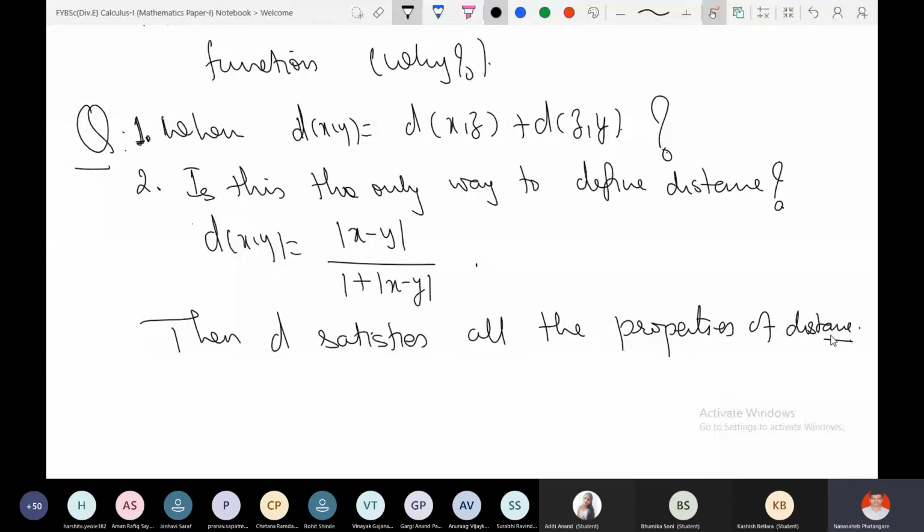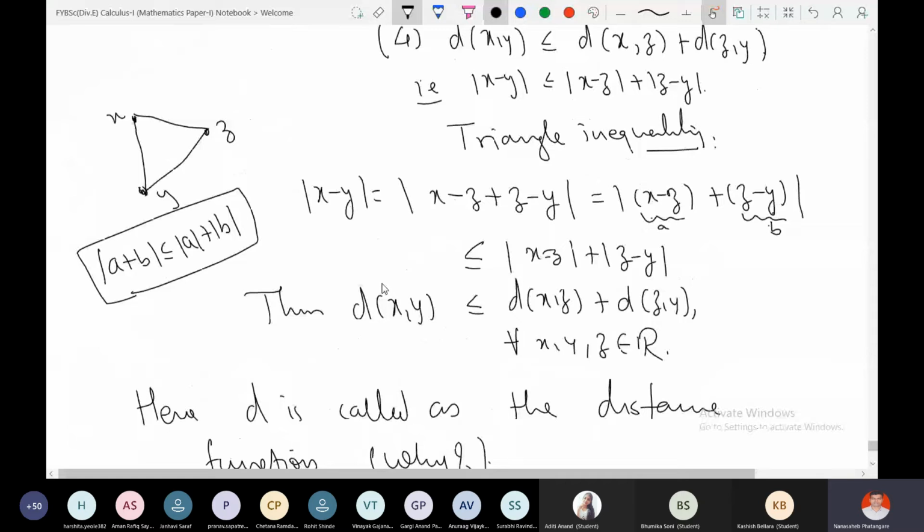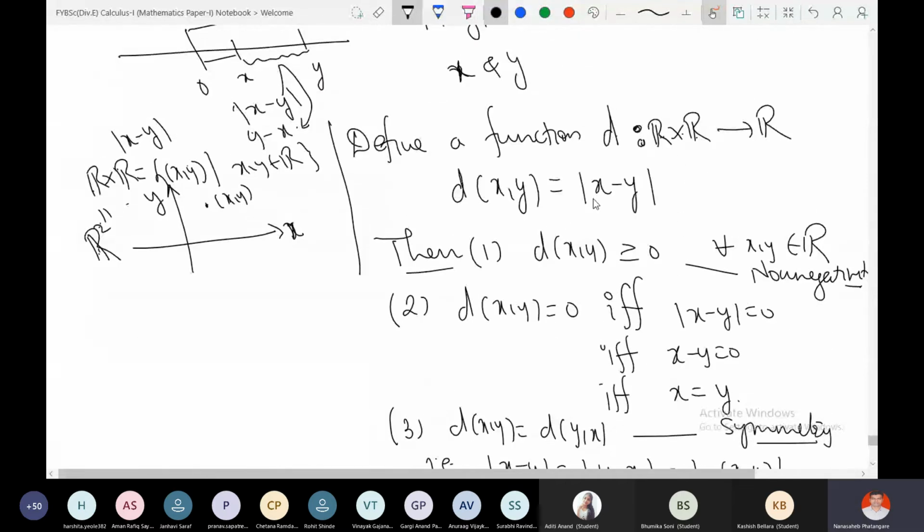And this is a very interesting thing. You can actually define distance in different ways. But this distance formula is not useful in our day-to-day life. Do you understand? Yes. So this formula is not useful in day-to-day life, because in our day-to-day life, which distance do we use? This distance. In our day-to-day life, the distance between x and y is the absolute value of x minus y.